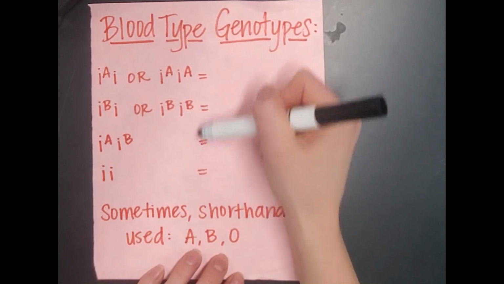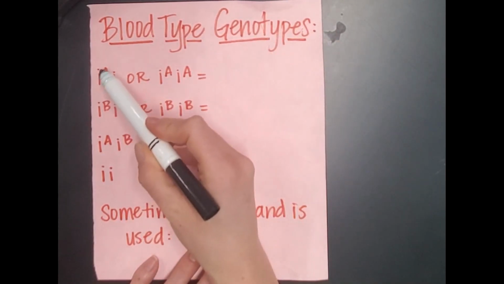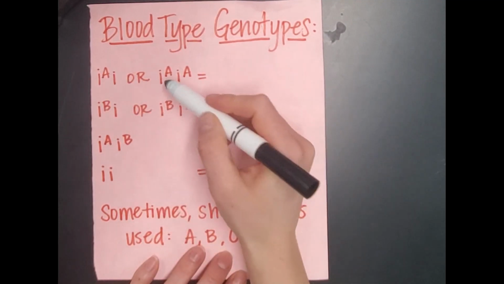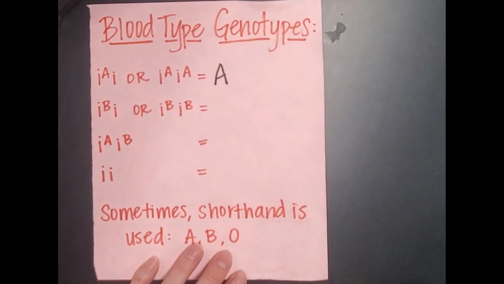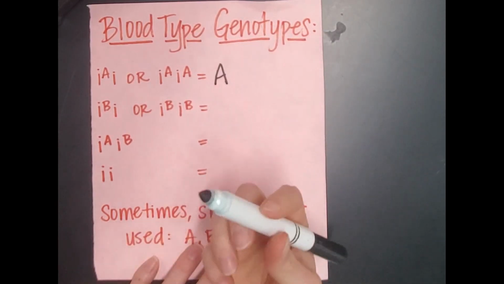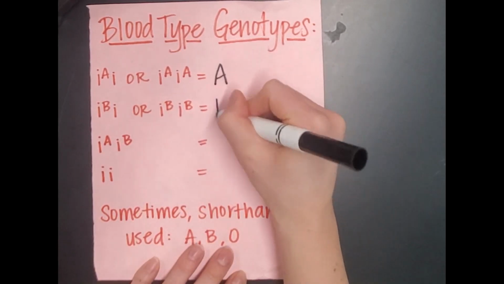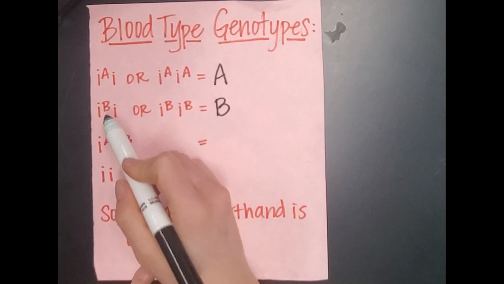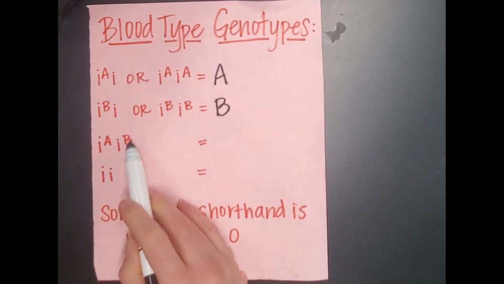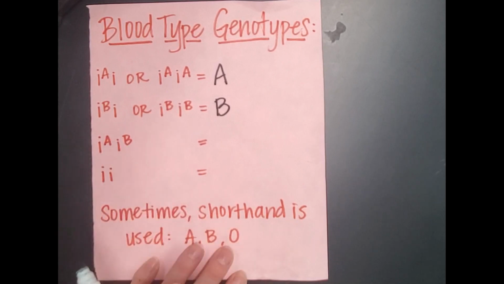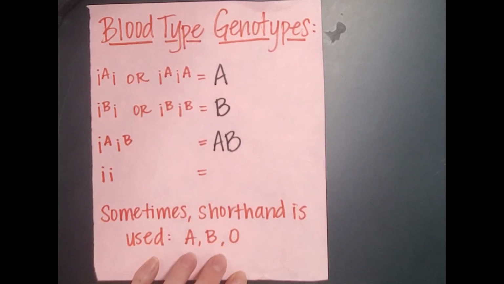Traditionally, this is how we describe our genotypes for blood type. If you are I^A I^A or I^A i, you are blood type A. If you're I^B I^B or I^B i, you have blood type B, because there are only B alleles that you're seeing. If you're I^A I^B, you have both an A allele and a B allele. If it's codominant, you'll see both. So you're going to have type AB blood.